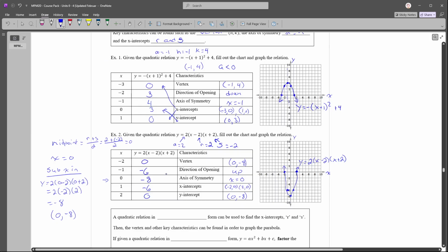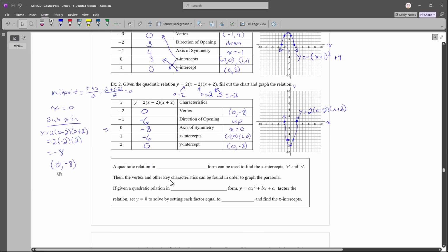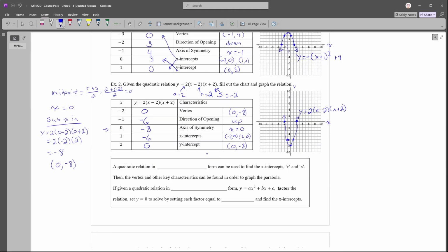Okay, let's dig a little deeper. Let's kind of summarize things a little bit for us here. All right, so a quadratic in factored form can be used to find the x-intercepts r and s. Of course we can. We just have to look at the values inside the brackets. Remember, it's always going to be the opposite sign that's beside the number. Then the vertex and other key characteristics can be found in order to graph the parabola, which we just demonstrated here.